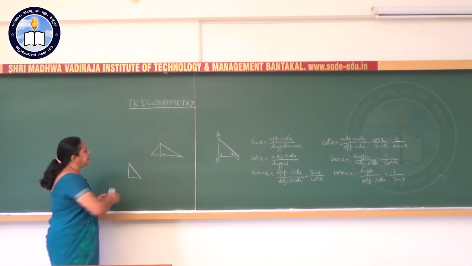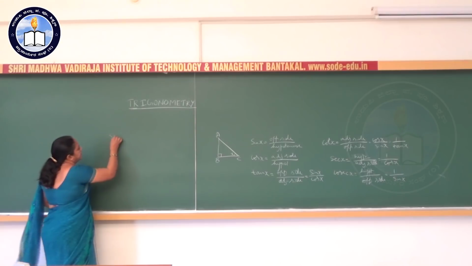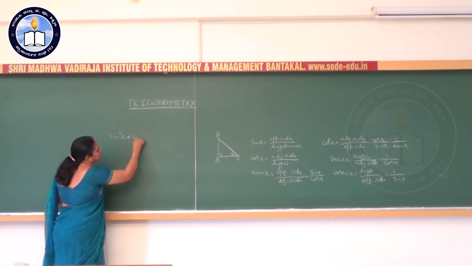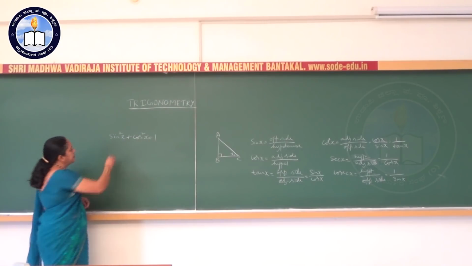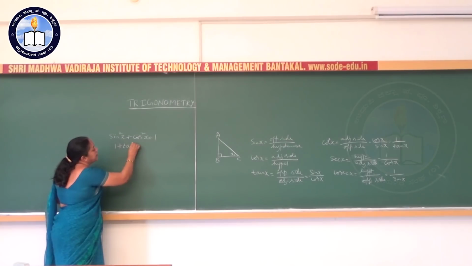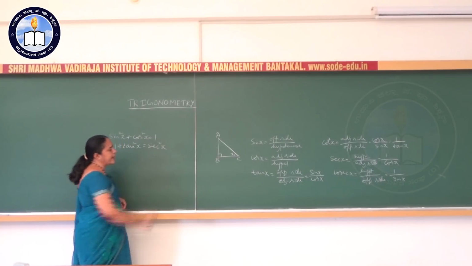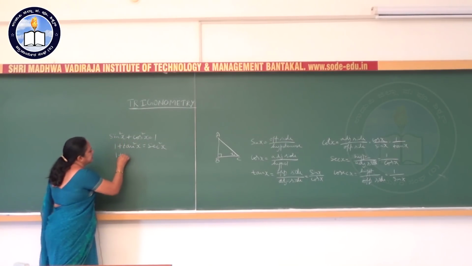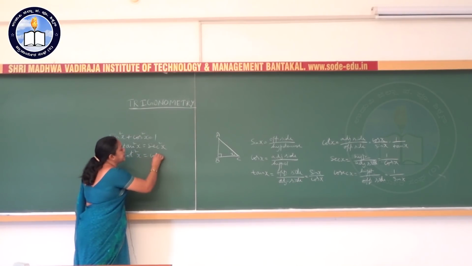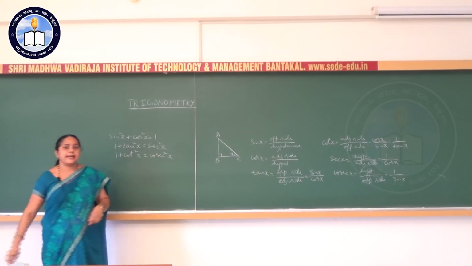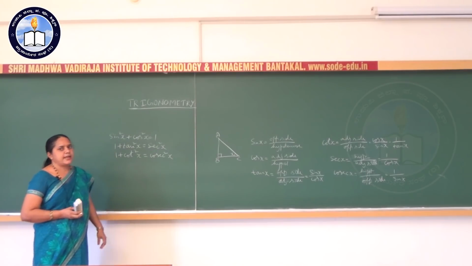Next, trigonometric identities. What are the trigonometric identities? First identity, sin square x plus cos square x is equal to 1. Second identity, 1 plus tan square x is equal to secant square x. Last identity, 1 plus cot square x is equal to cosecant square x. These are very important identities in trigonometry.